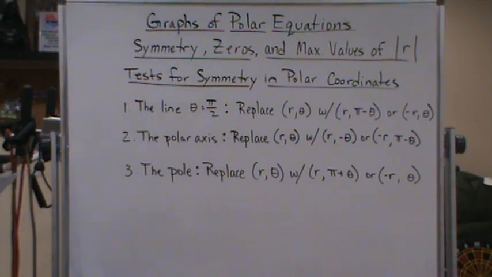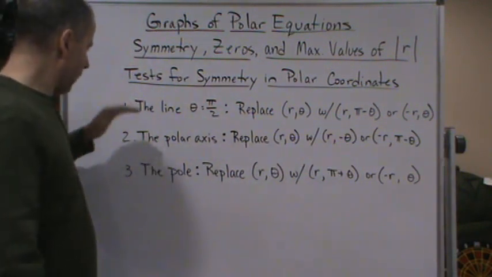So the way the tests for symmetry work is the graph of a polar equation is going to be symmetric with the following symmetries when we do the given substitution. When we have the given substitution on the board, it will yield an equivalent equation, right?